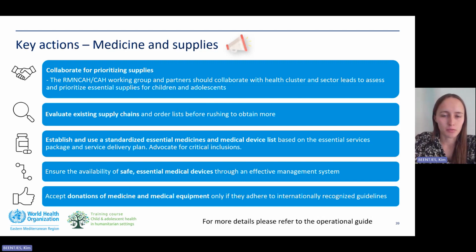You should evaluate existing supply chain and order lists before rushing to obtain more, to make sure you don't over or undersupply regions. Then establish and use standardized essential medicines and medical device lists based on essential services packages and service delivery plans, and advocate for critical inclusions. Ensure the availability of safe essential medical devices through an effective management system, and accept donations of medicine and medical equipment only if they adhere to internationally recognized guidelines. So make sure you need the things that you accept as donations.